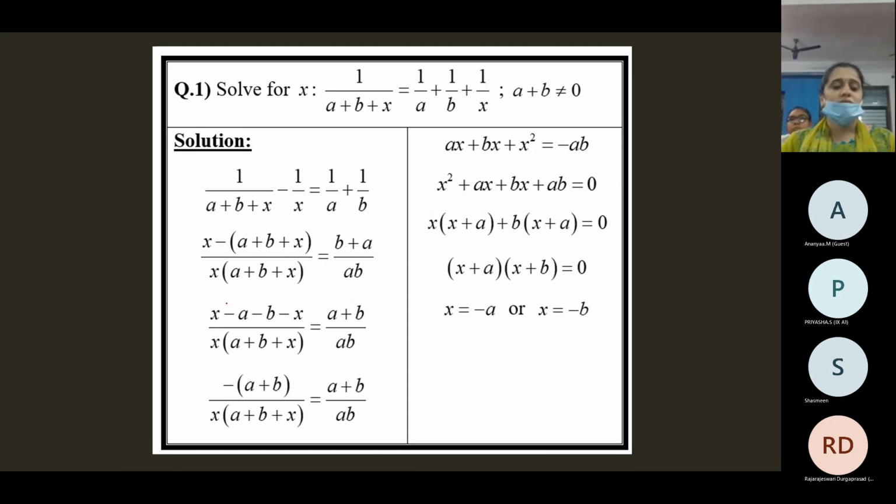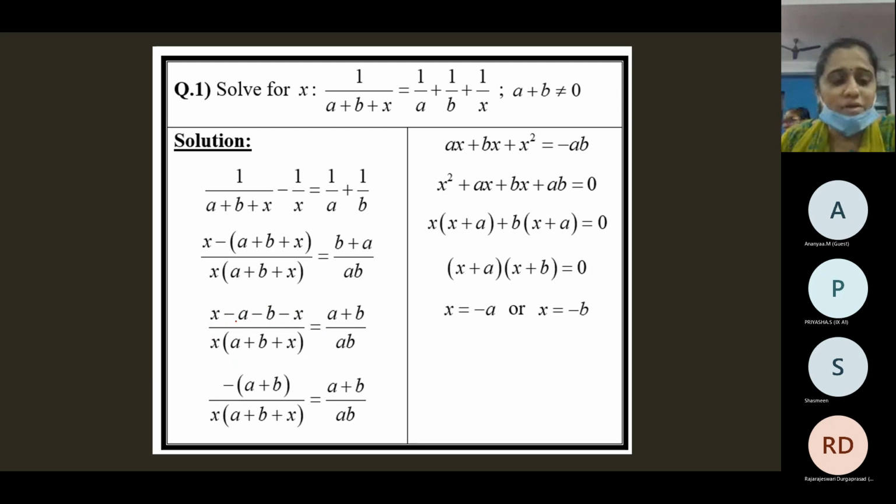That's the next step. Plus X minus X cancels. We have minus A minus B here and we have A plus B here. So somehow we want to make this also A plus B so that you can cancel A plus B and A plus B. So X and minus X get cancelled, then this one is minus of A plus B. You can take a minus common and write it as A plus B, so that you can cancel A plus B and A plus B.